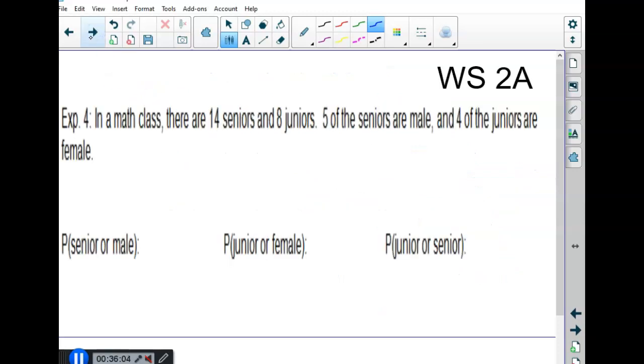This is worksheet 2. But I think this might be on day 1. I'm going to talk for 2 more minutes here.